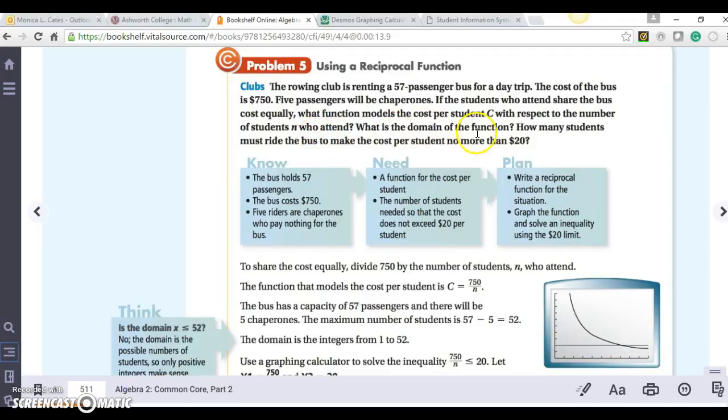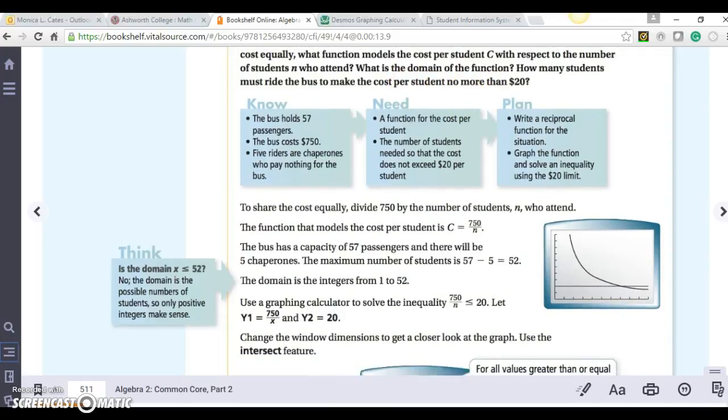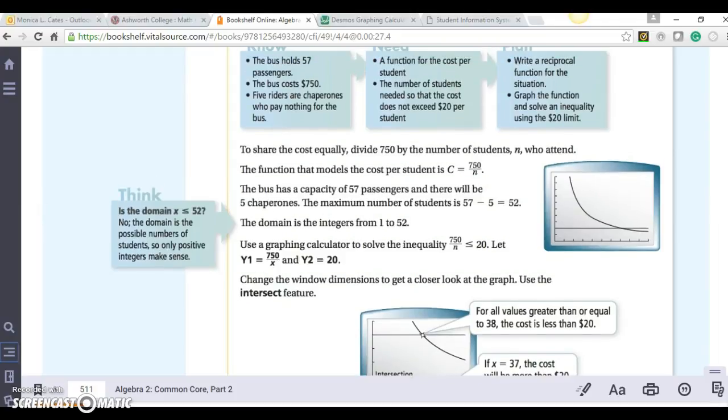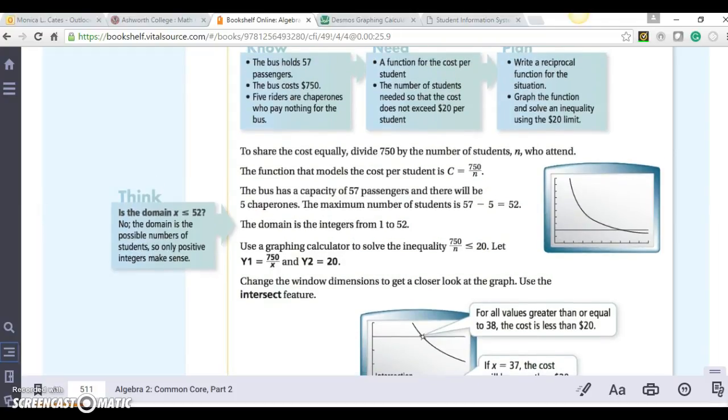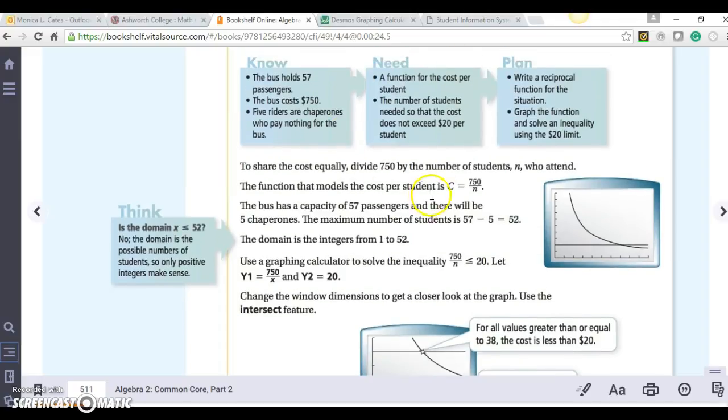What is the domain of the function? How many students must ride the bus to make the cost per student no more than $20? All right, so to share the cost equally, we're going to divide 750 by the number of students who attend. So the function model is C equals 750 over N.